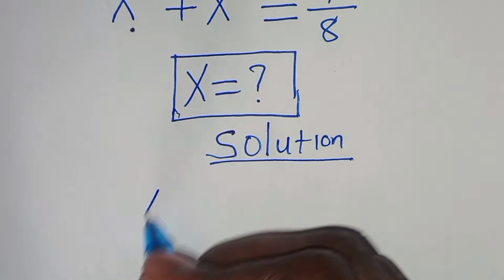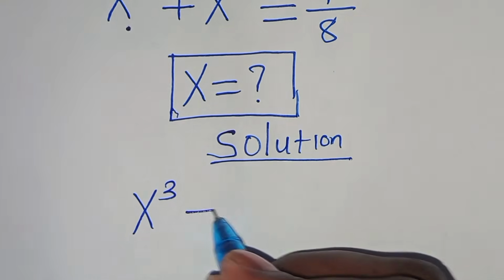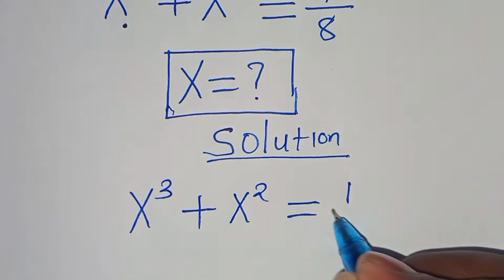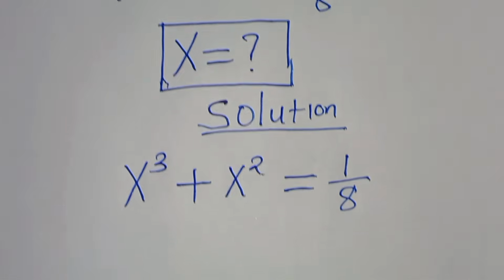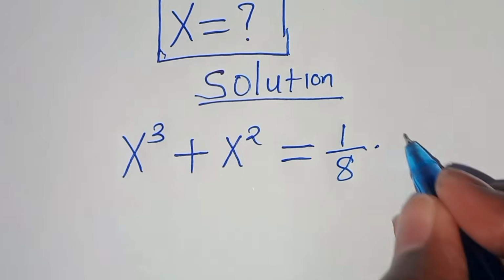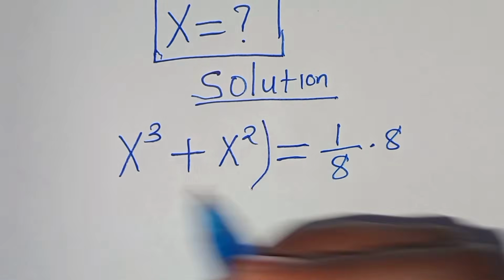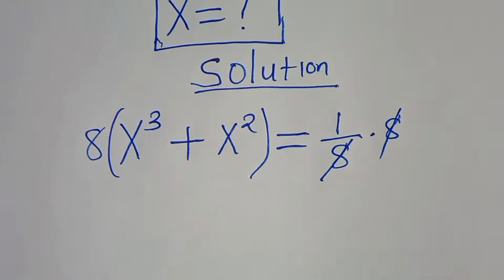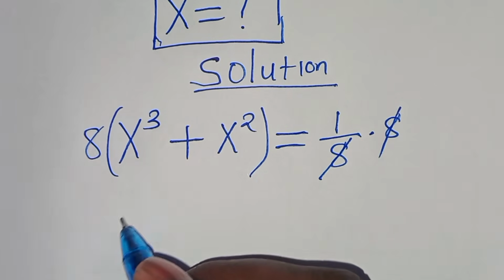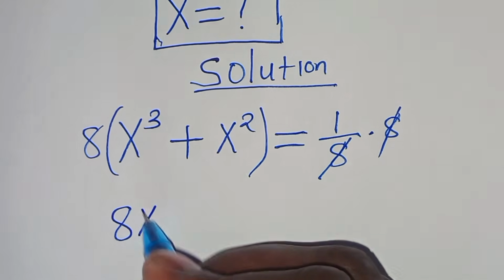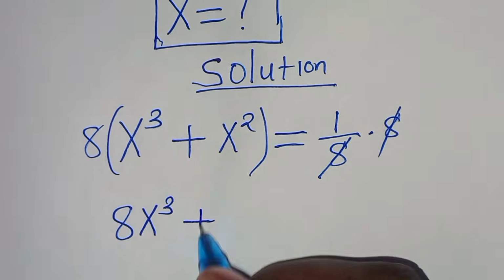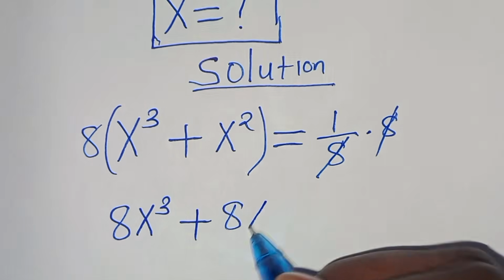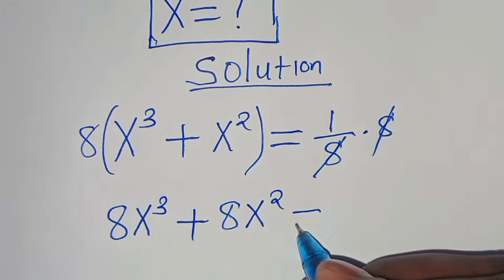So we have x to the power of 3 plus x to the power of 2 equal to 1 over 8. The first step is to multiply on both sides by 8, so that the 8 and 8 here simplify. So this is 8x to the power of 3 plus 8 times x squared, equal to 1.